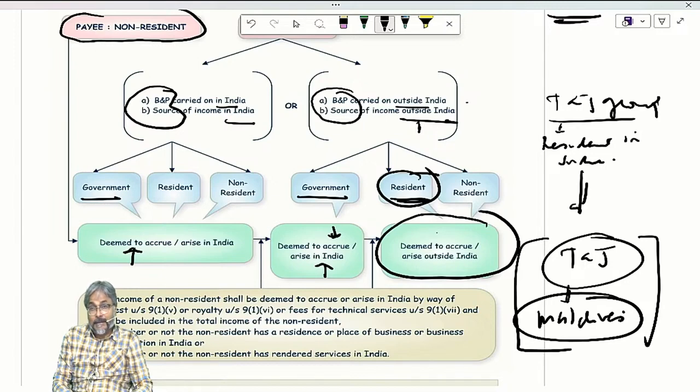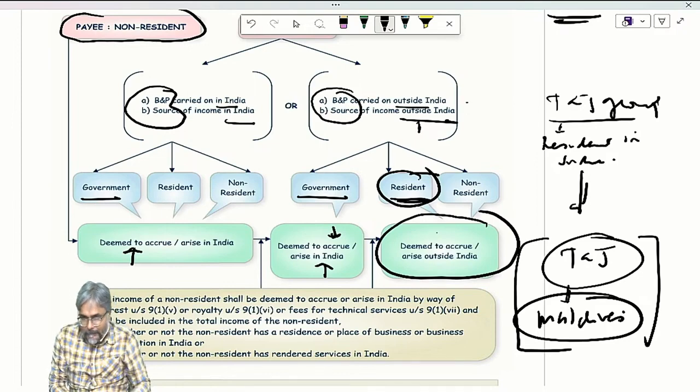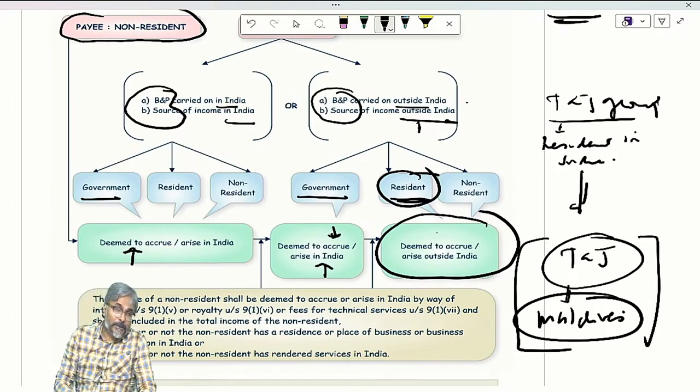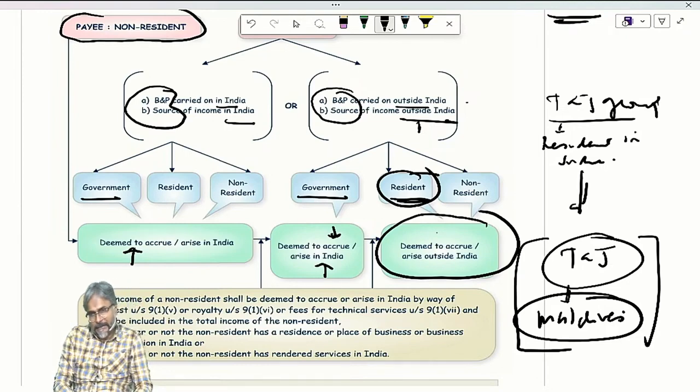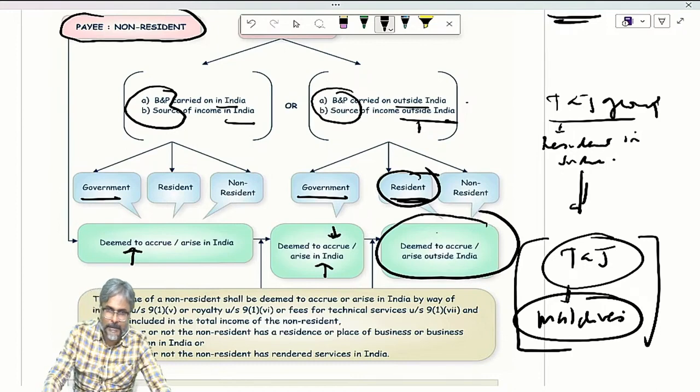that this FTS income that you have paid to whom? To the German architect firm, will not be deemed to accrue or arise in India. Is that point clear to all of you students? This FTS income will not be deemed to accrue or arise in India.